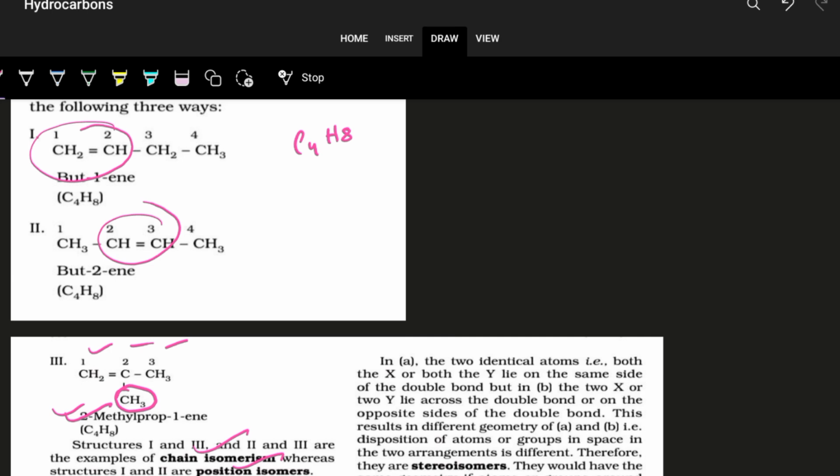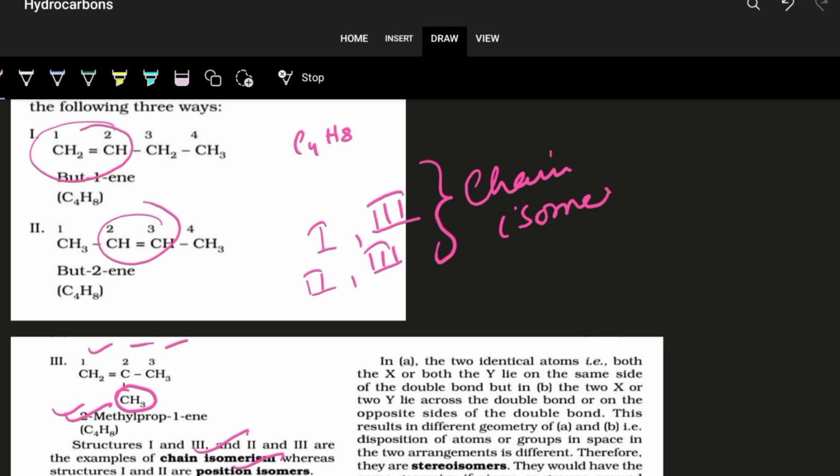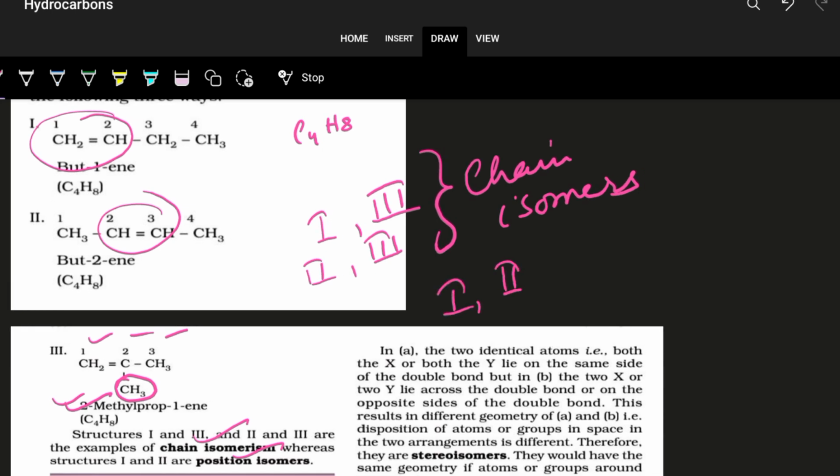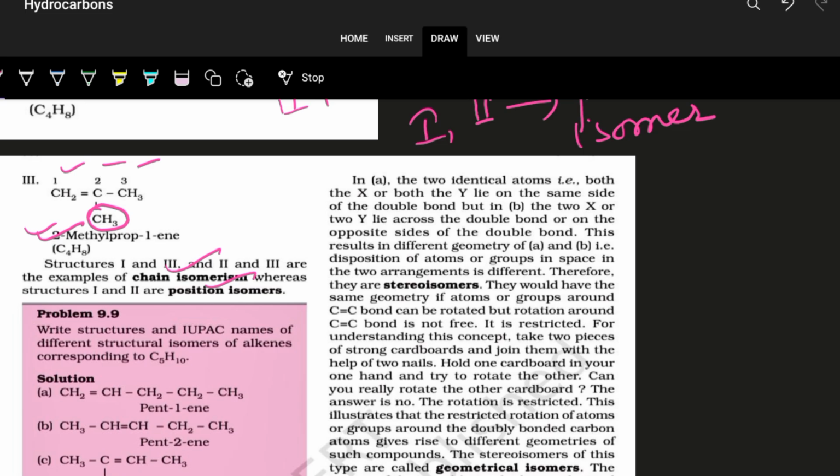Remember that the isomerism that exists between the straight chain and the branching is the chain isomer. So with 1, 3 is a chain isomer. With 2, again 3 is a chain isomer. They are chain isomers. But what is the position isomer? The chain, the basic structure, the number of carbon atoms in the straight chain remaining the same, only the position of the double bond changes. That occurs in 1 and 2. So 1 and 2 is an example of position isomer.